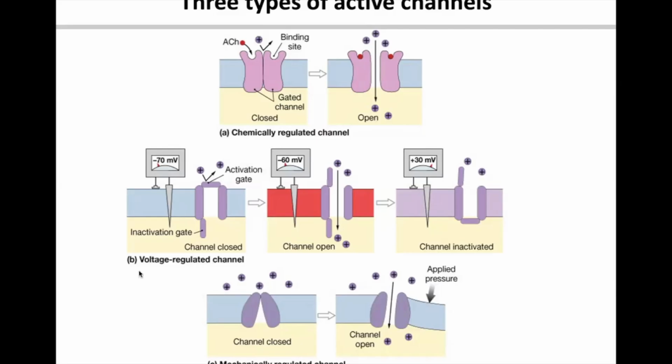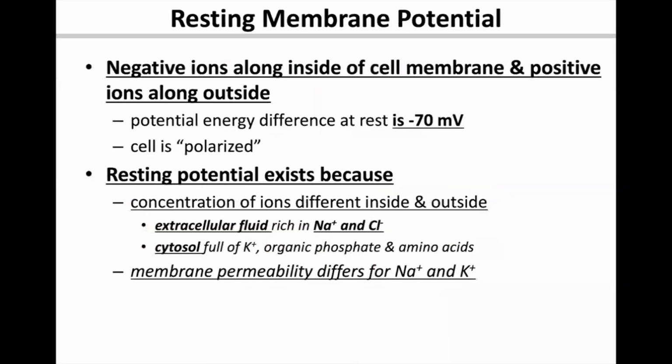That's a mechanical stimulus. They applied pressure that causes the channels to open, and as a result, the sodium and potassium ion movement takes place. With that, we actually want to learn again what the resting membrane potential is: the negative ions along the inside of the cell membrane and positive ions along the outside. So inside negative ions, outside positive ions, and the potential energy difference is negative millivolt. The cell is always electrically charged and is said to be polarized.